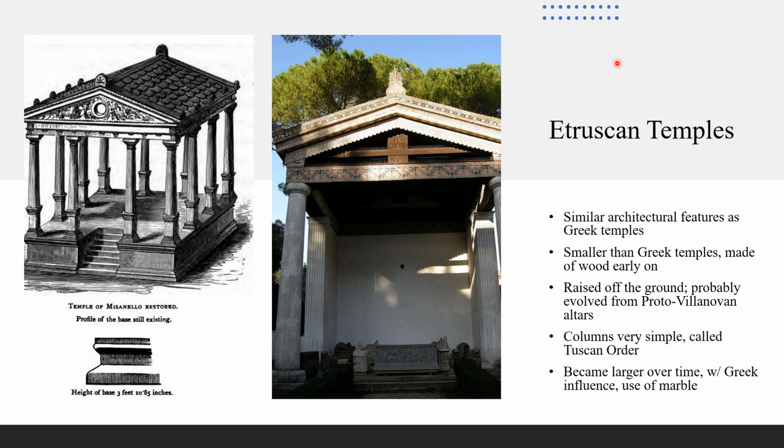If you look at the reconstructions, you can see it's somewhat similar to the Doric order, but there is no fluting, there's no grooves on the columns themselves. We do think that the Etruscan temples would become somewhat larger as they began to use different types of stone, and as they presumably adopted more Greek elements of their culture into their culture.